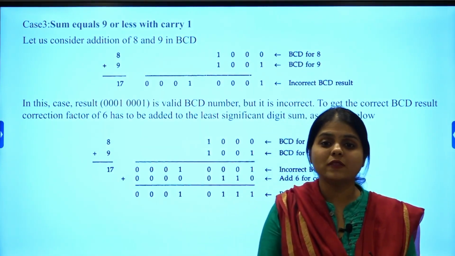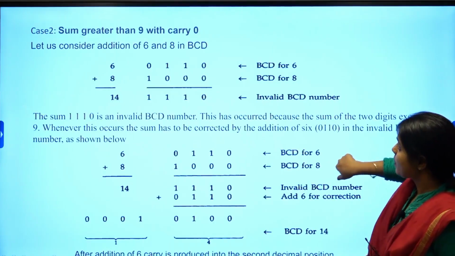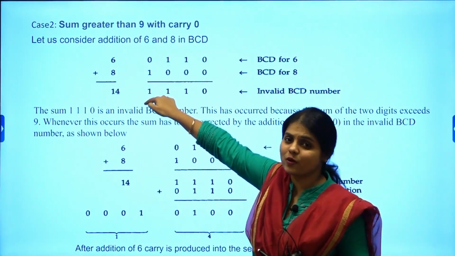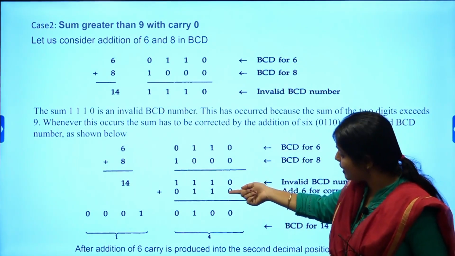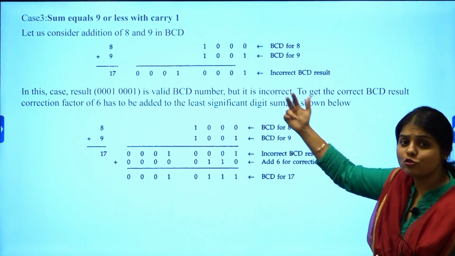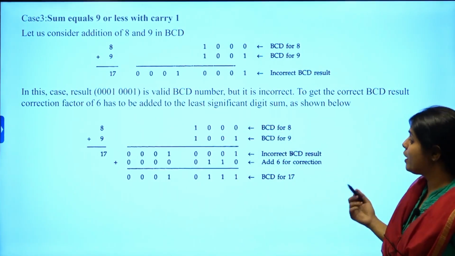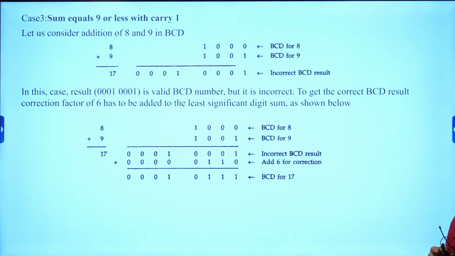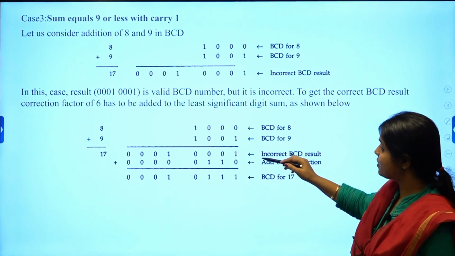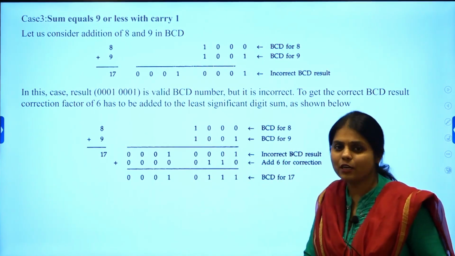So what do I do in this case? When you take the previous example, I didn't have any carry here in the initial stage, right? So that is the reason I have directly added this to the sum. But in this case, when I am trying to add those two numbers, in the beginning itself I am generating a carry. So what do I do in that case? To get the correct BCD result, we add the correction factor 6 to the least significant sum and add 0 to the normal thing.